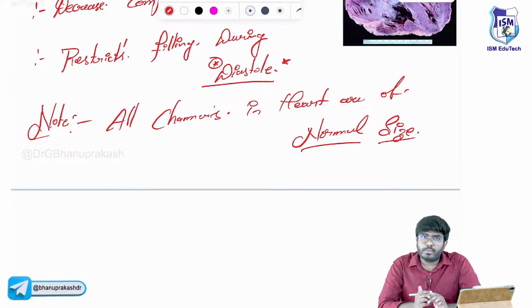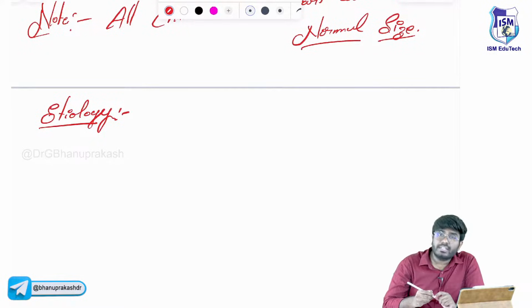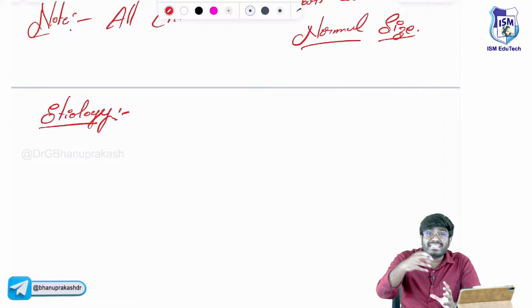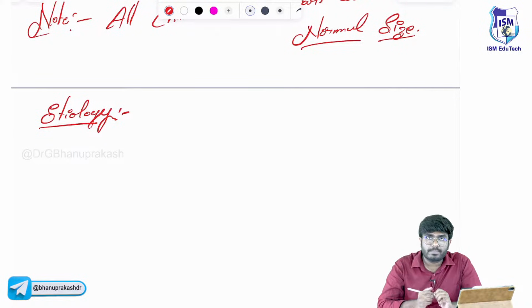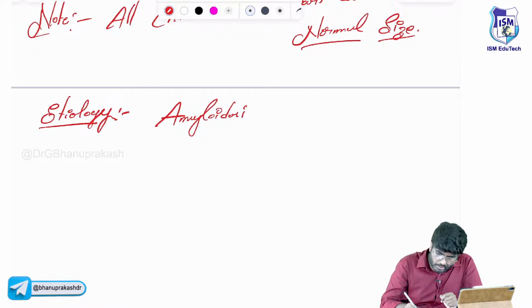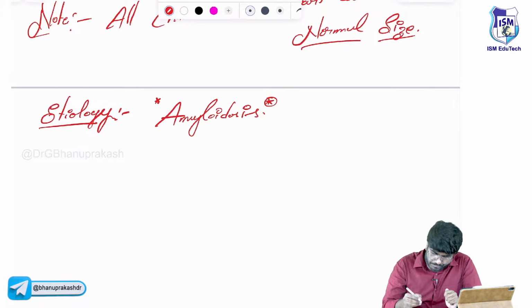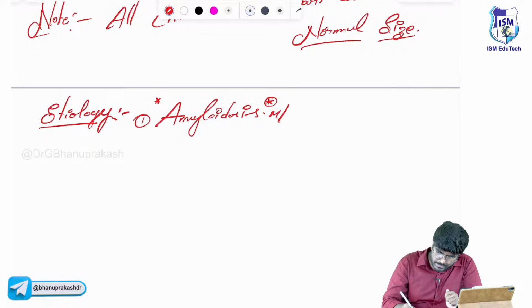Now the question that can come in your exam is, what are the etiologies? Why restrictive cardiomyopathy? What is that cement-like material getting deposited in the heart? Etiology is because of amyloidosis. So this amyloid protein or amyloid material is getting deposited in the myocardium, leading to restrictive cardiomyopathy. Amyloidosis is the most common cause.